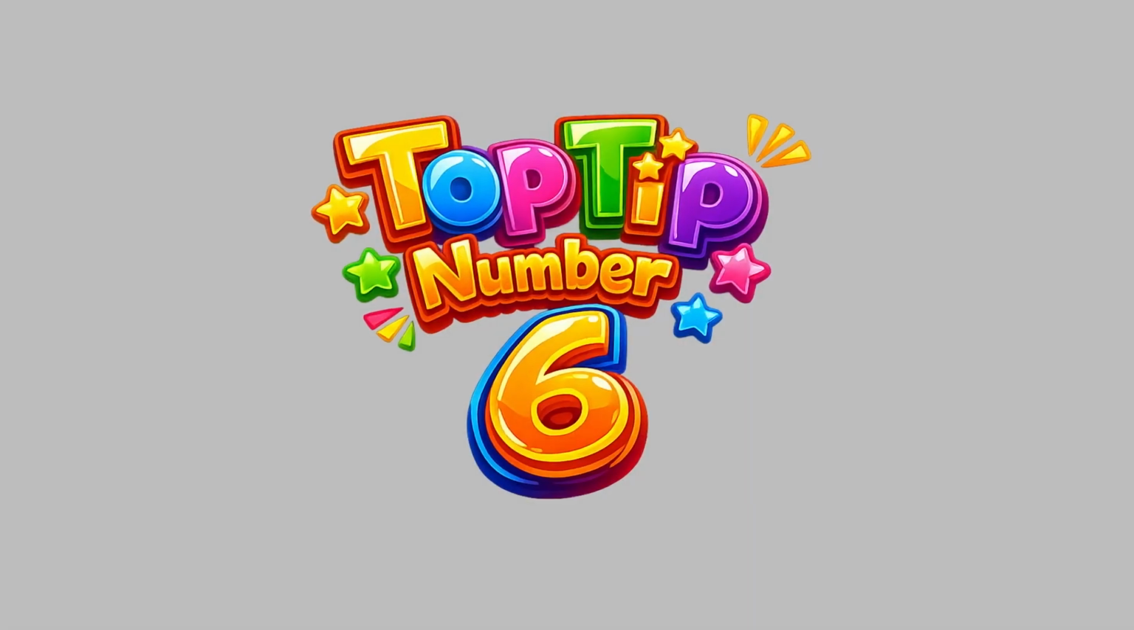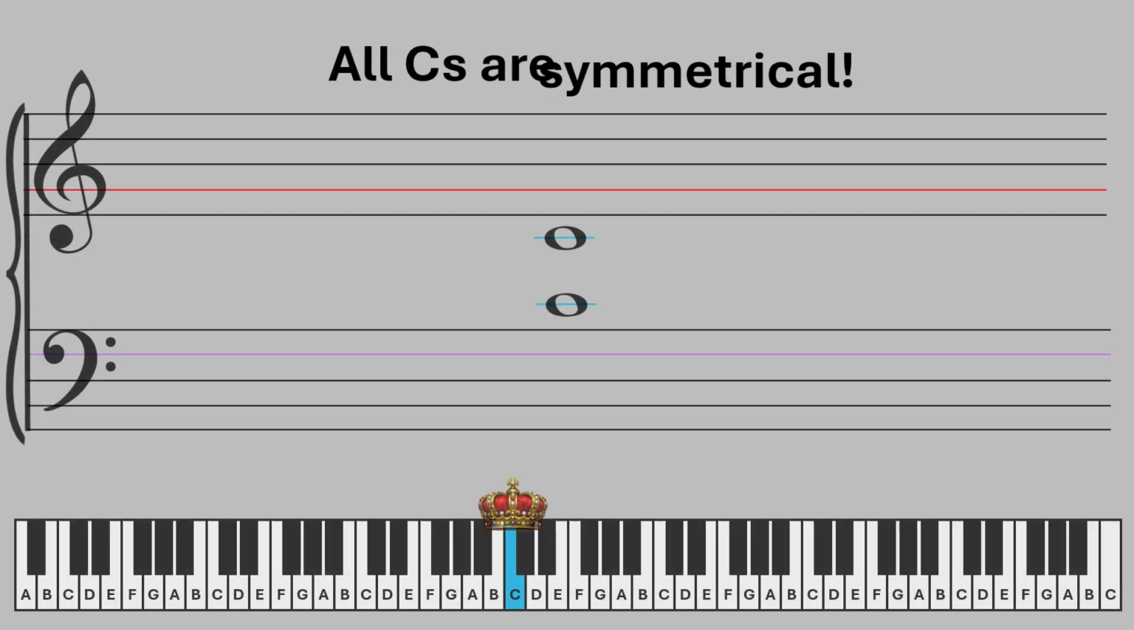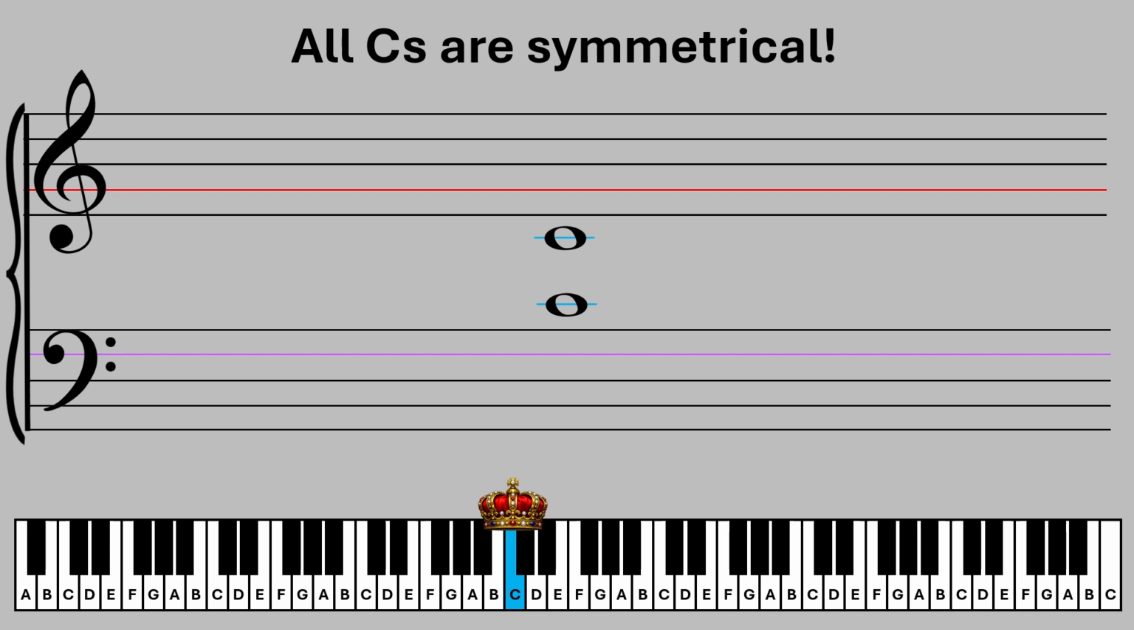Top tip number 6. When you're learning to read notes, remember that all Cs are symmetrical. Is this something you have ever noticed? Did you realise that splitting them up so one was placed below the treble clef stave and one above the bass clef stave made them symmetrical?